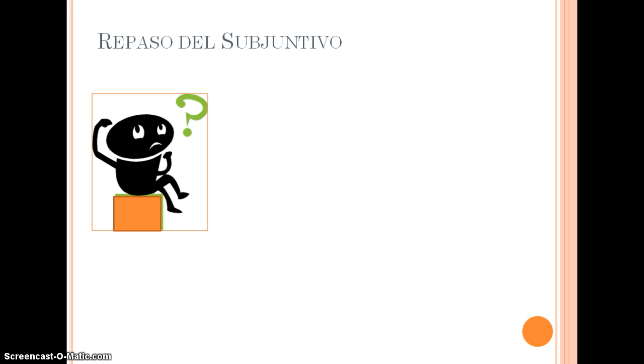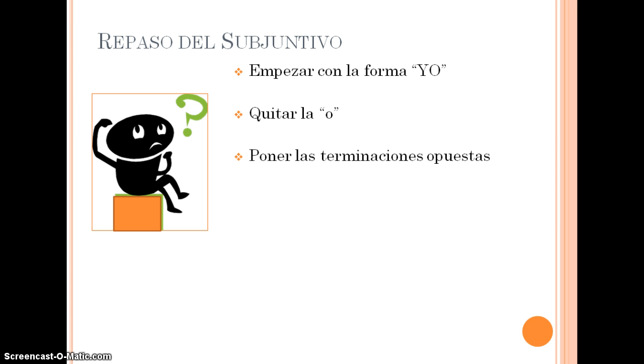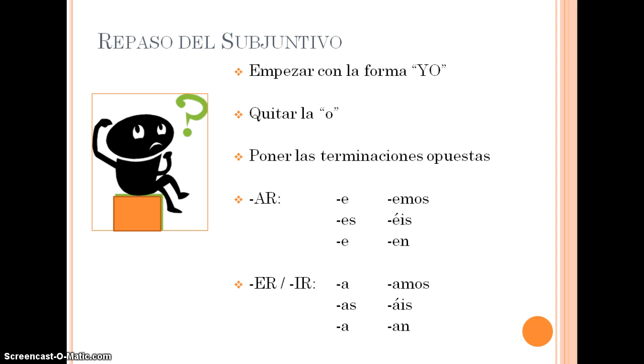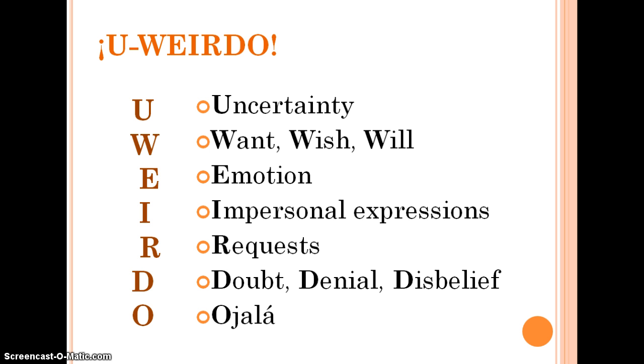Here is our review. Remember, when we want to form the subjunctive, we will begin with the yo form in the present indicative. Like if I have tener, I would say the yo form, tengo, take off that o, and then you're going to put opposite endings. So with an AR verb, there they are. And for your ER or IR verb, like tener, it would be tengo, take off the o, que tenga, for example. Remember that these are the situations when we need to use a subjunctive in our dependent clause.